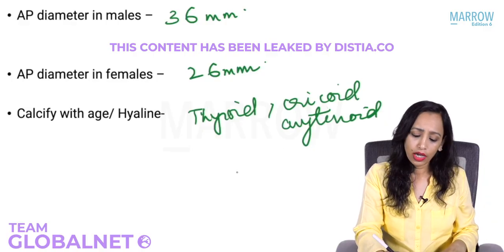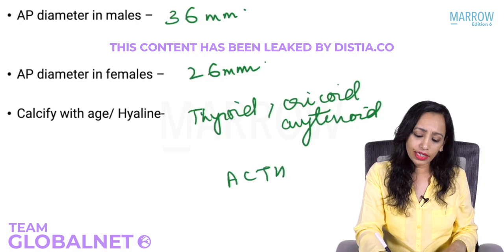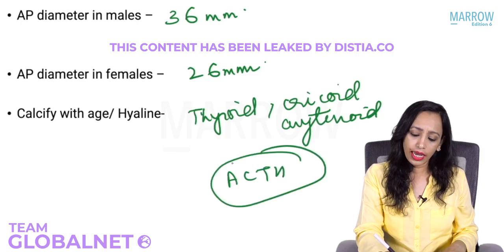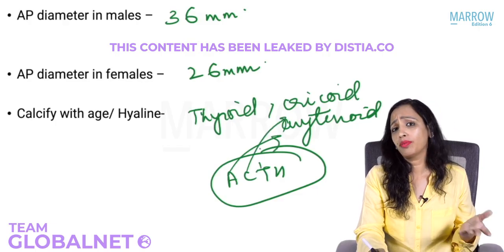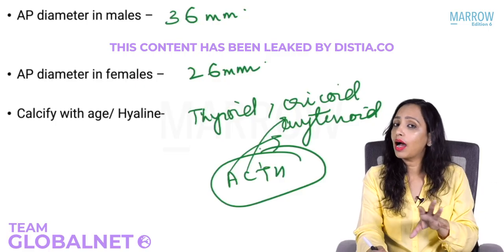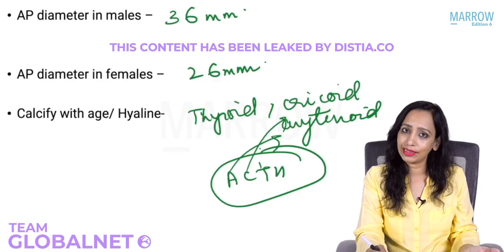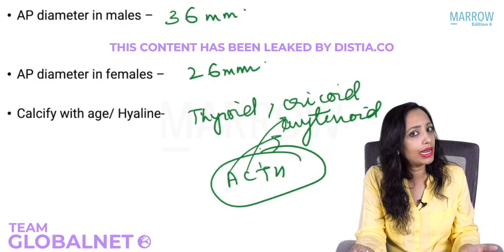So they will calcify. You can remember it as ACTH. What is ACTH? A is the arytenoid, C is cricoid, and TH is thyroid. Or you can just remember, except for epiglottis, the major cartilages are hyaline. Epiglottis we know is elastic cartilage. E for epiglottis, E for elastic.